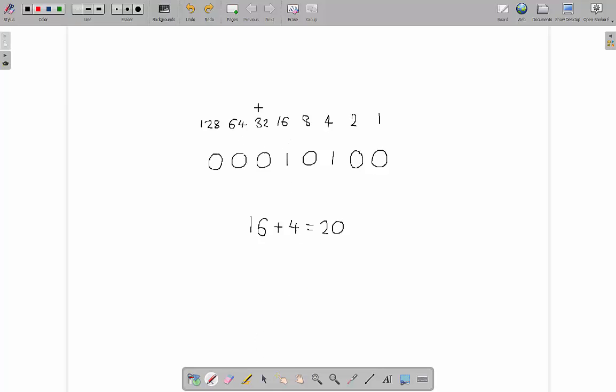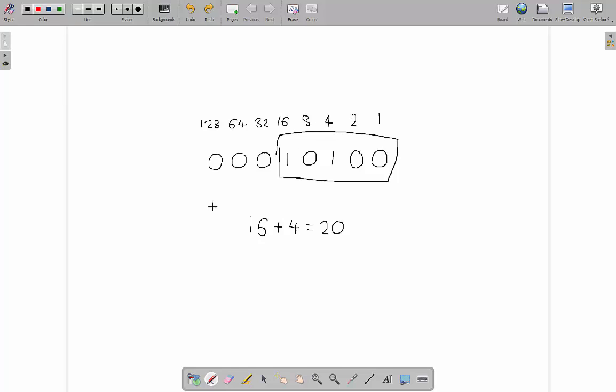So, if a computer receives this bit of data here, or possibly just this bit, because as with decimal, any zeros to the left don't really mean anything. If it receives this bit of information here, then it would read it as being 20, because it's got a 16 and it's got a 4.